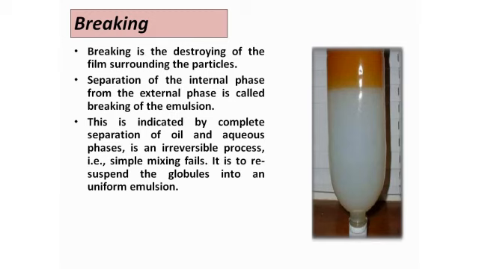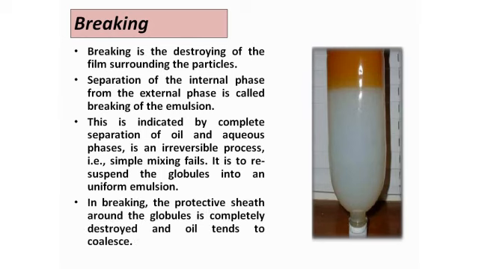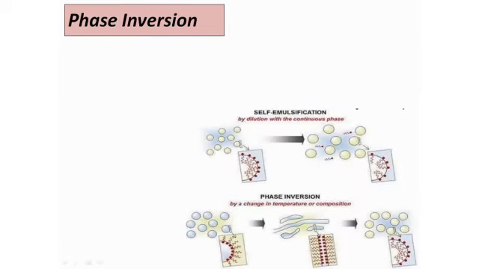Simple mixing fails here to resuspend the globules into a uniform emulsion. After the breaking, it is very hard to resuspend the oil phase in the water phase. In breaking, the protective sheet around the globules is completely destroyed, and the oil tends to coalesce and form a separate layer, right?